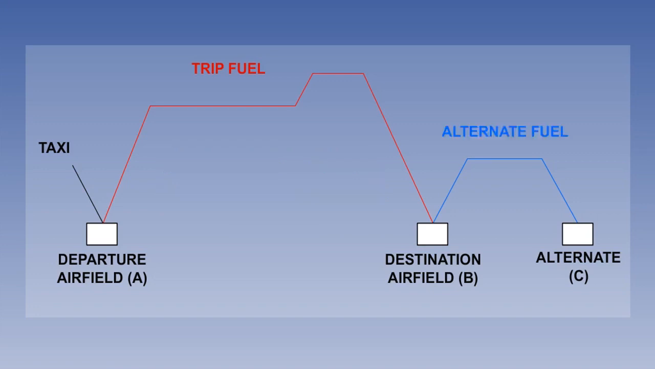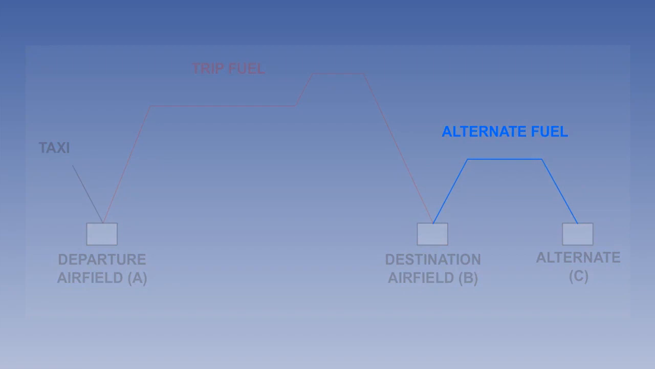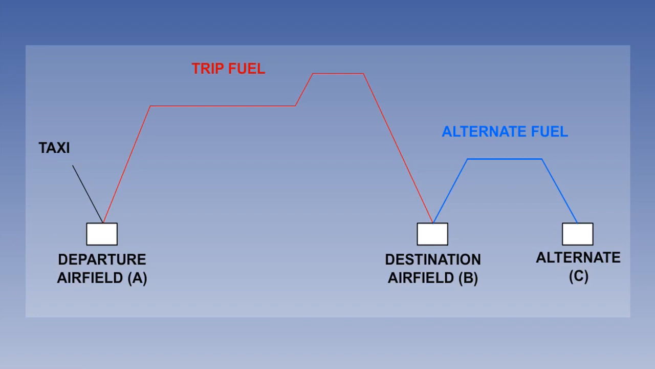If the aircraft is unable to land at its planned destination, it will be necessary for it to fly to the planned alternate airfield. The fuel required for this is known as the alternate fuel. Alternate fuel is the amount required to carry out a missed approach at the planned destination and then fly to the alternate airfield. There is no contingency allowance added to the alternate fuel.